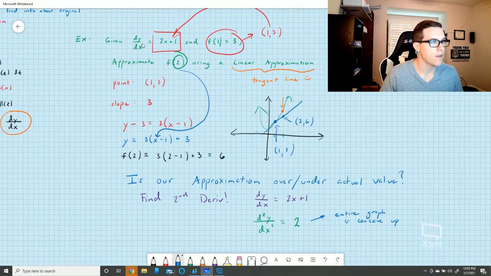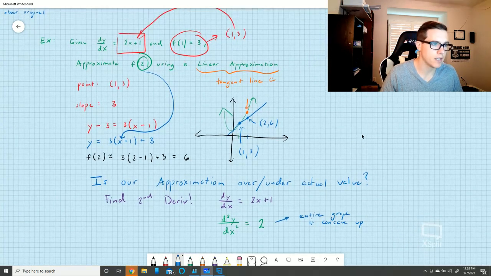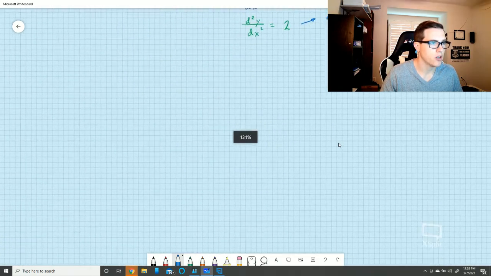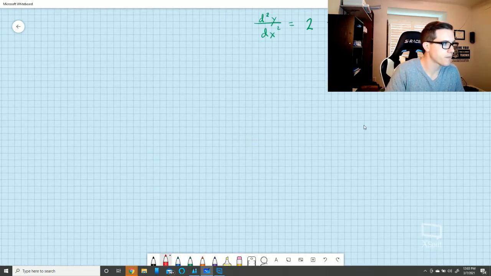I give you a derivative and an initial condition. You make a tangent line. You approximate the value using a tangent line, and then you tell me if the approximation is over or under. So really, we've done all this before. So why is this different today, or what's different about differential equations? Here's what's different about differential equations. Ready?